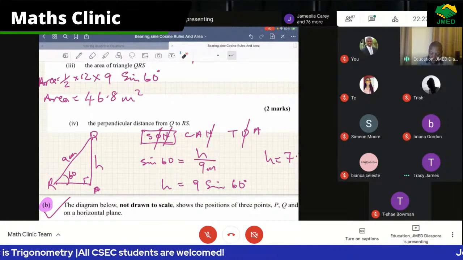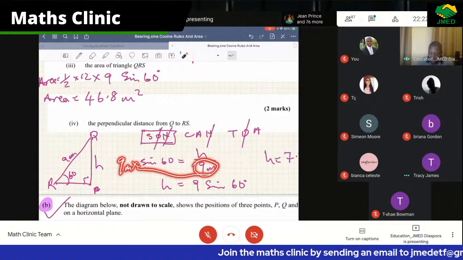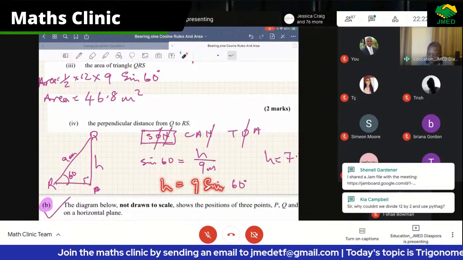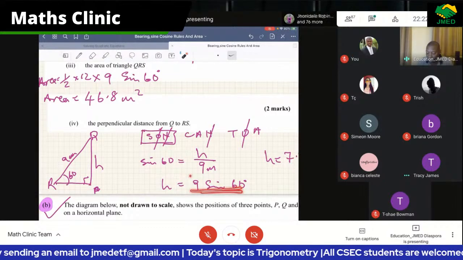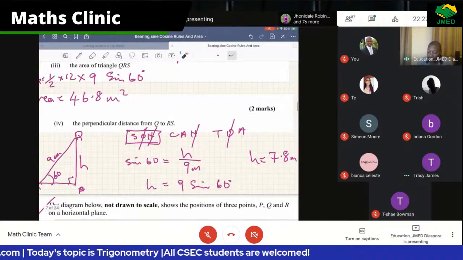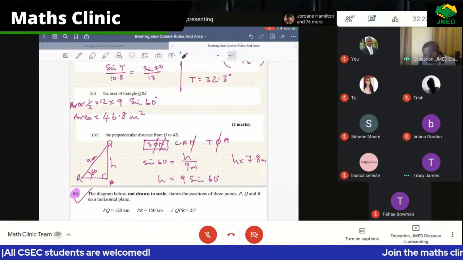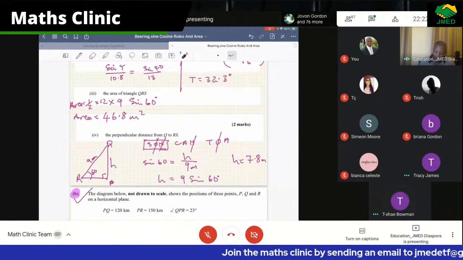Yes? So we wanted to make h the subject of the formula. So we multiply both sides by 9 meters. So we end up with h is equal to 9 sine 60 degrees. And we simplify that. We place this in our calculator, and the end product is 7.8 meters. That clear? Yes, sir. Thank you. You are welcome.